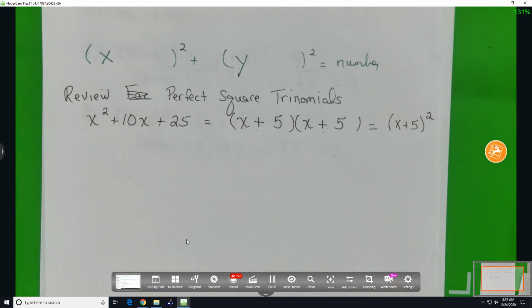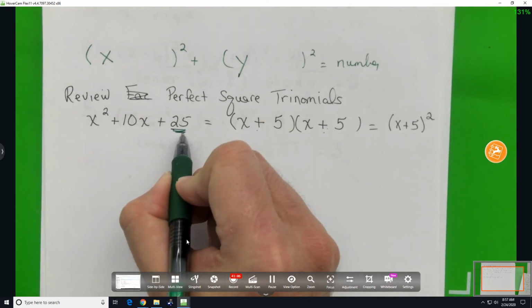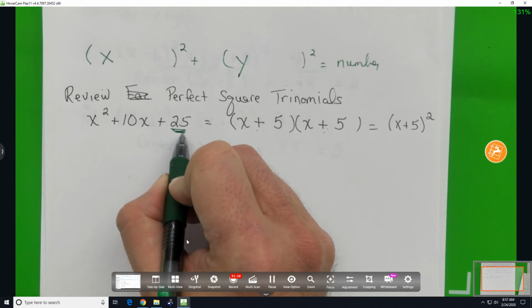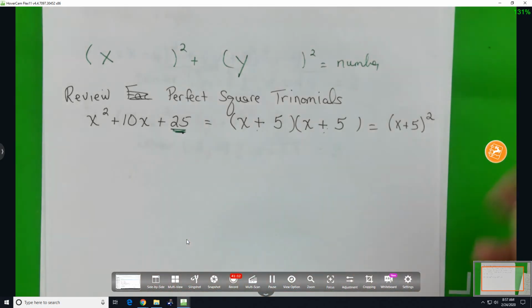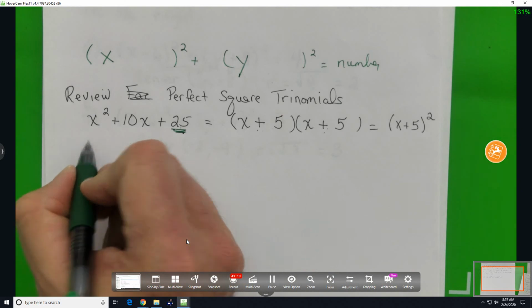In order to have a perfect square trinomial, this third number here has to be a perfect square. It couldn't be something like a 12. Why? Well, what times what would give you 12? Okay? This last number here has to be a perfect square. Let's try to factor this one.